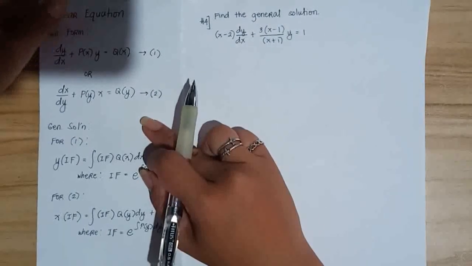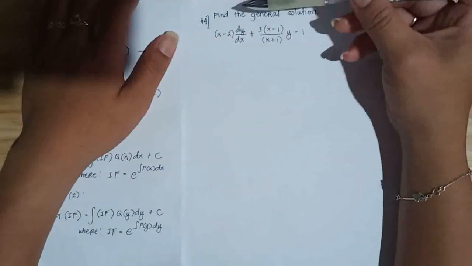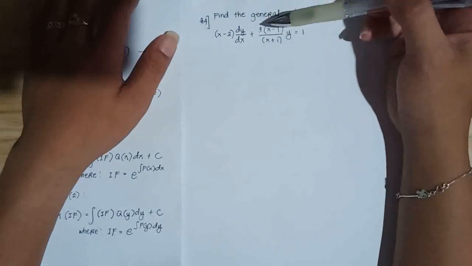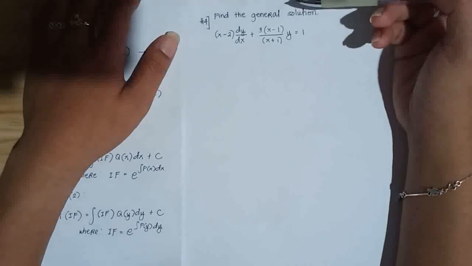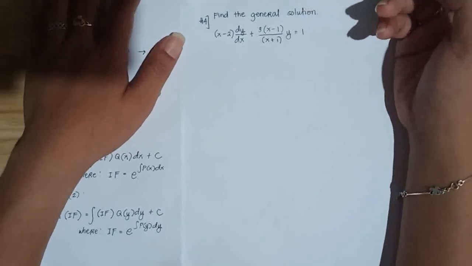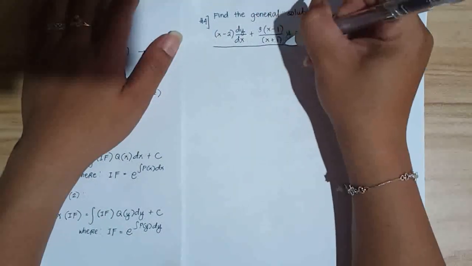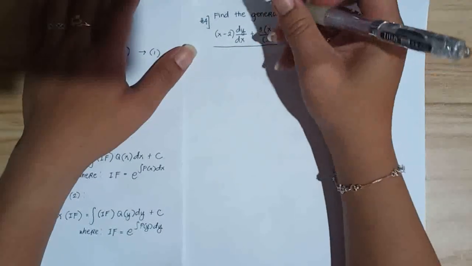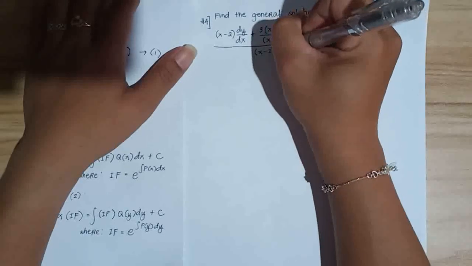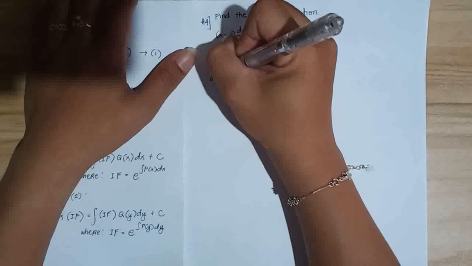Okay, for the last example, for the linear equation, you have to find the general solution of the given differential equation. That's (x minus 2) multiplied by dy over dx plus 3 multiplied by (x minus 1) over (x plus 1) multiplied to y equated to 1. So, dapat walang kasama si dy over dx. So, i-divide natin yung whole equation by x minus 2.